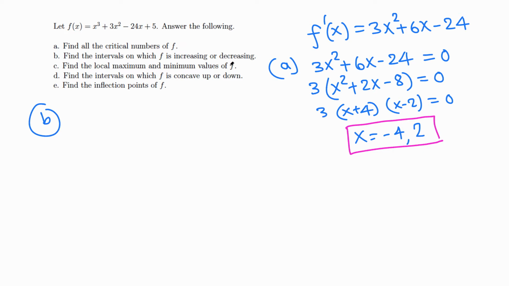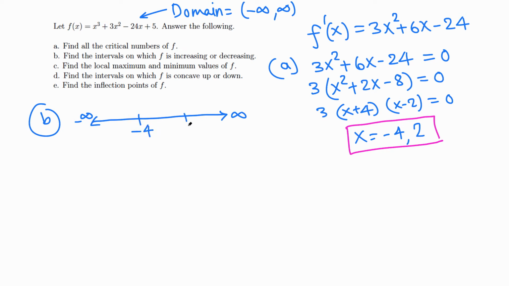where the function is increasing or decreasing, we need to write down the domain of the function. So this is a polynomial. That means the domain is all real numbers, negative infinity through positive infinity. Now we need to locate those critical numbers, negative 4 and 2. So negative 4 to the left and 2 somewhere. So basically we got 3 intervals to test. Negative infinity through negative 4, negative 4 through 2, and 2 through infinity.